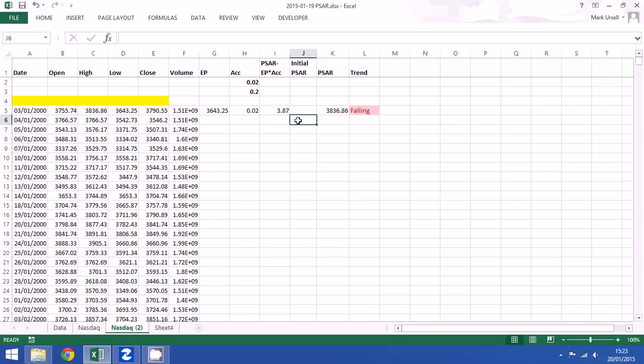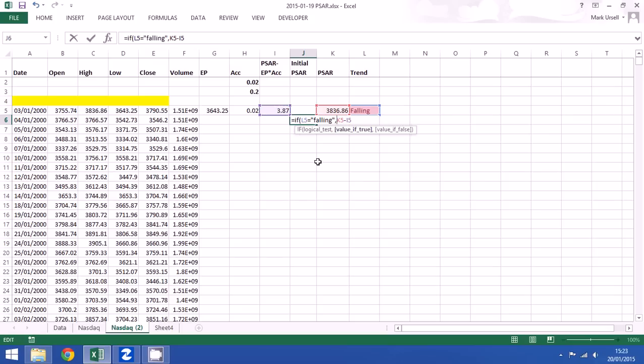Now we're going to have to look at the logic of the PSAR. So we're going to start a formula with equals, and we're going to use an if statement. So I'm going to put equals if. So if we're in a downtrend, if the preceding trend is a downtrend, then take this and subtract this. So we've already said this is the amount that the PSAR is going to move. So if we're in a downtrend, we're going to move the point this further forward.